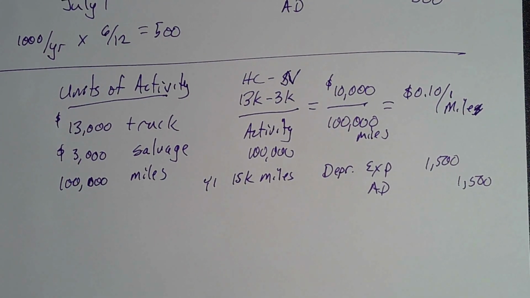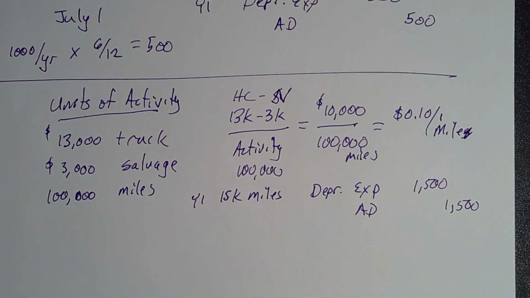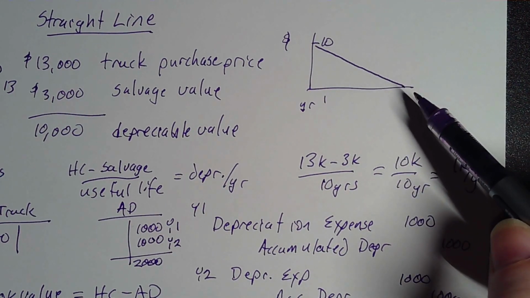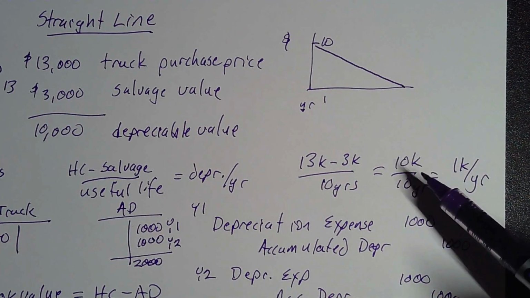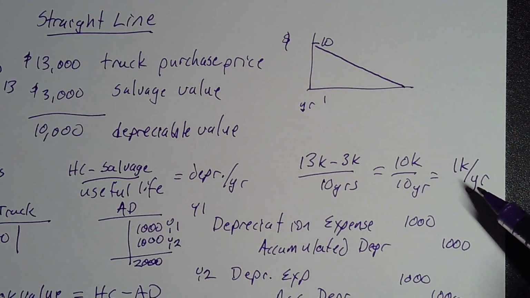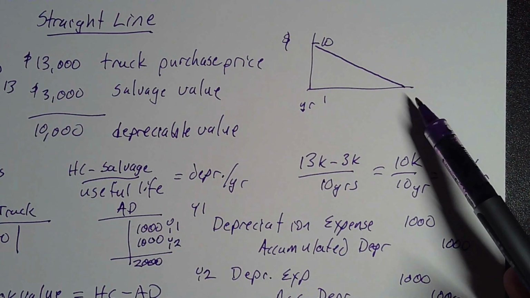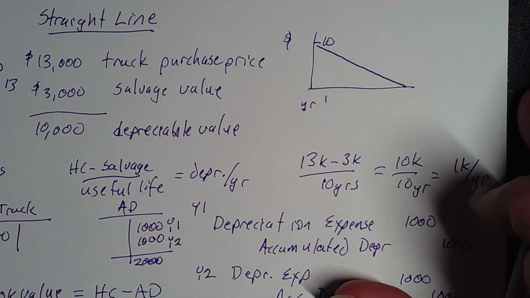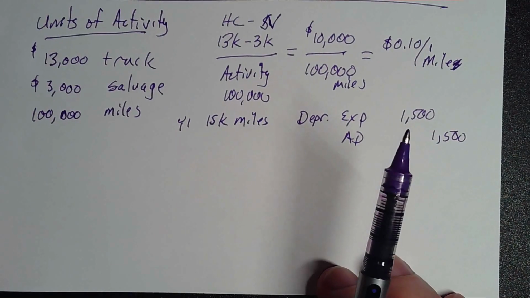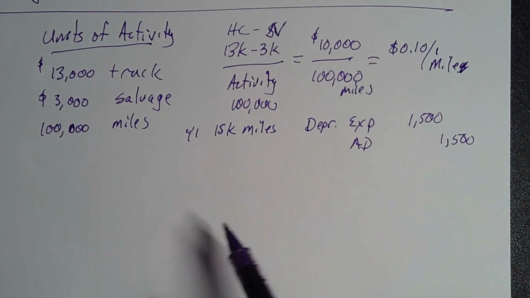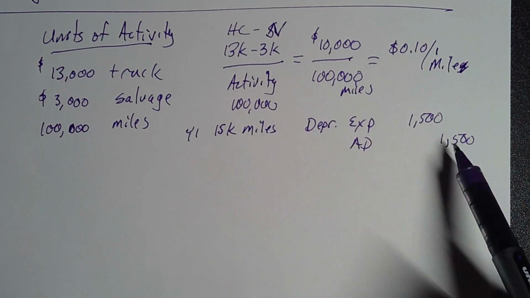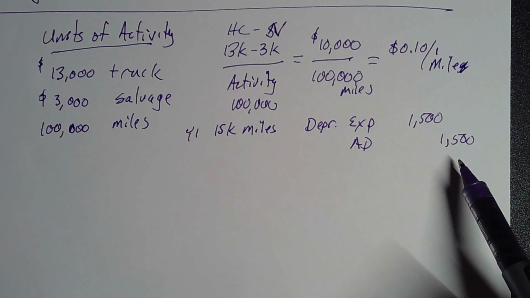Now, the problem, I don't want to say the problem, the additional thing we need to pay attention to with units of activity. You notice here with straight line, it comes out even. It comes out exactly as 0 because we know how many years we're depreciating it, and we're depreciating it by the same amount every year. So at the end of the time frame, it comes out to exactly the right amount. With units of activity, it can go over. So what we need to do is keep depreciating this until the total accumulated depreciation can only be 10,000.